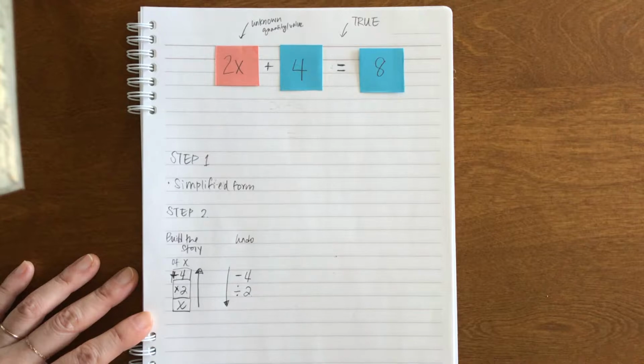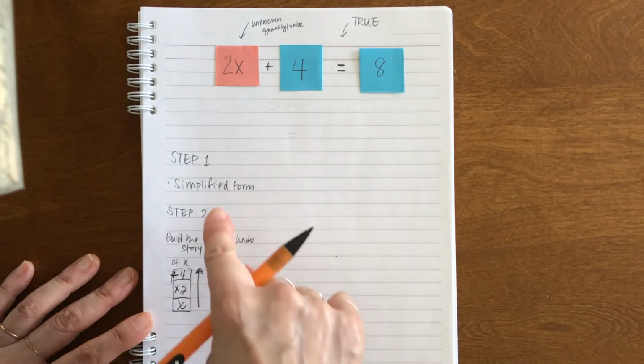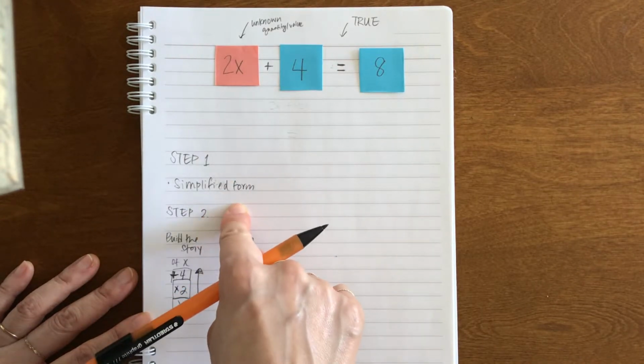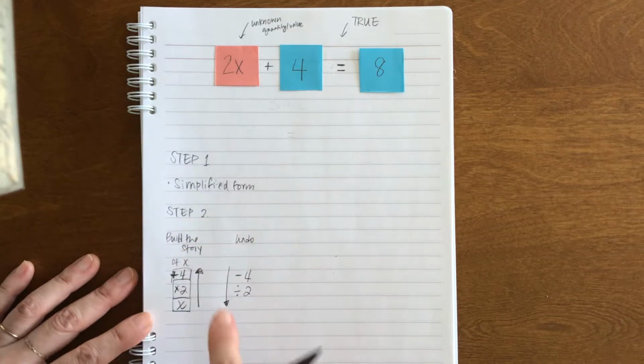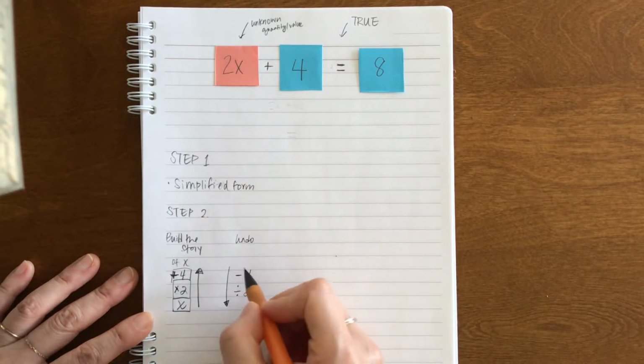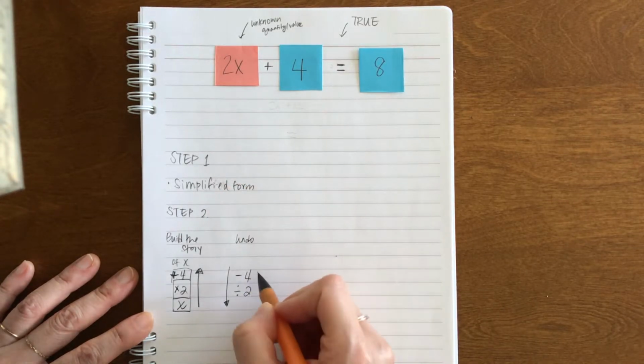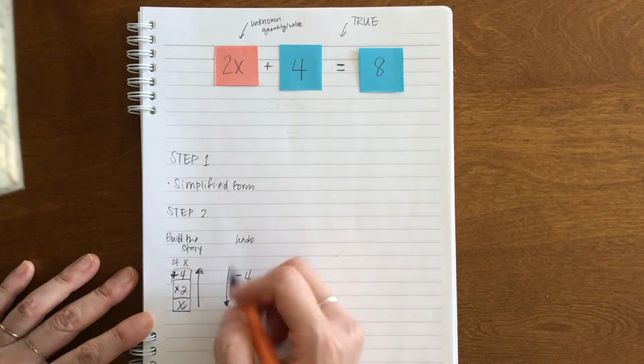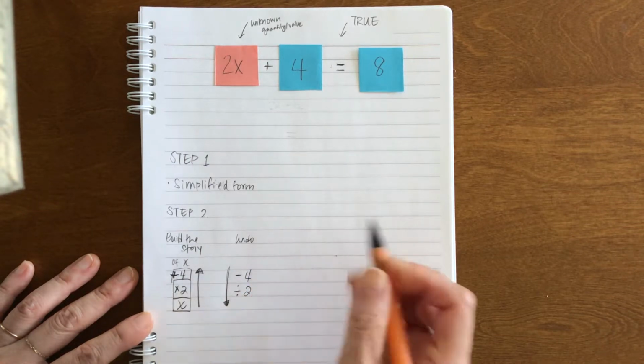All right. So now we've hit that first step of simplified form, and then the second step where we're building the story of x, and then we're undoing it. And now we're going to go back up here, and we're going to apply this undo here. Remember, we're building up, and then we're working our way down to undo.